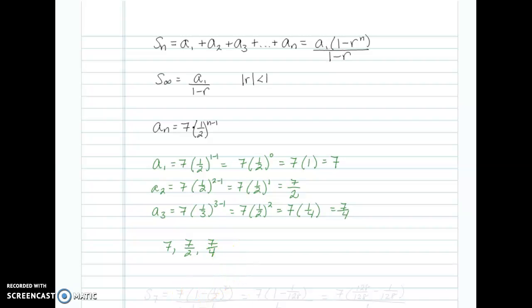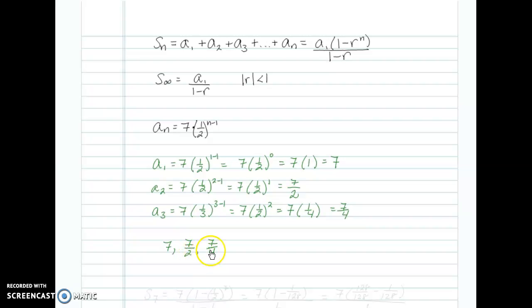Every time we continue to multiply by 1/2, the numerator is going to stay the same, 7, but the denominator is going to get bigger. It's going to double every single time. So the next term would be 7/8, and then 7/16. And once we get to that fourth term, 7/8 is now a value less than 1. So the next thing we're going to do is find the sum of the first 7 terms.